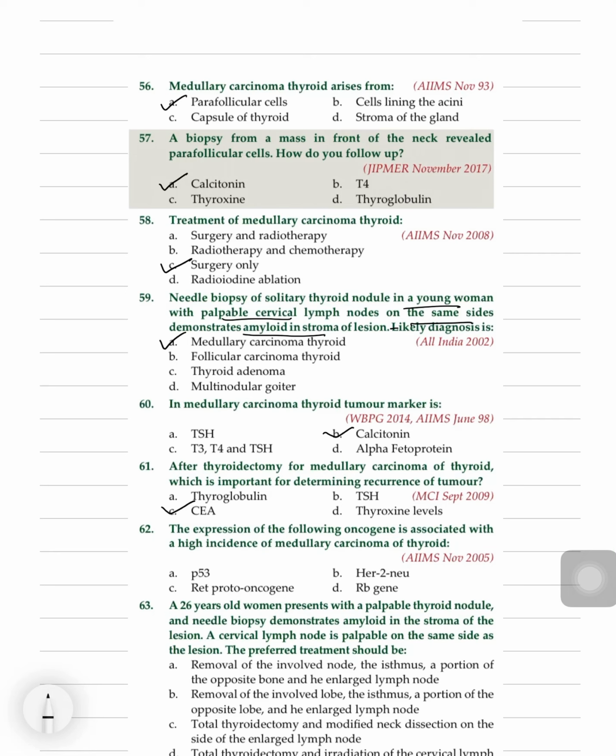The expression of the following oncogene is associated with high incidence of medullary carcinoma of thyroid. It is RET proto-oncogene.